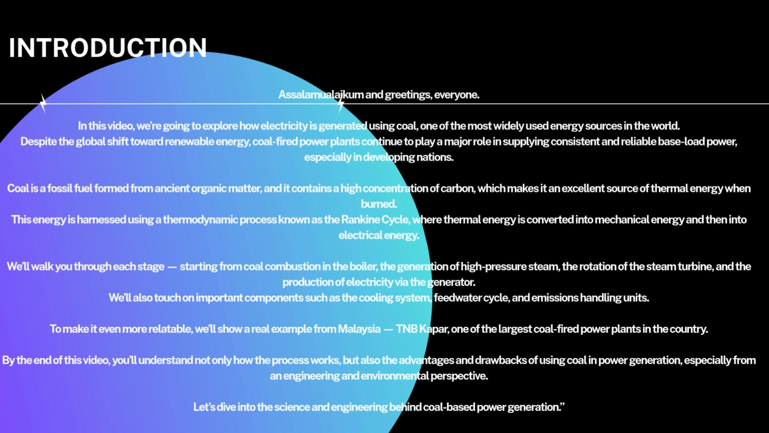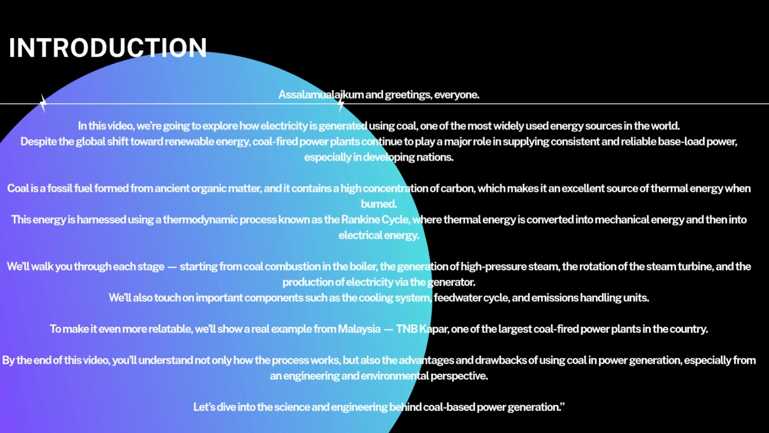Assalamualaikum and greetings everyone. In this video, we are going to explore how electricity is generated using coal, one of the most widely used energy sources in the world. Despite the global shift towards renewable energy, coal-fired power plants continue to play a major role in supplying consistent and reliable base load power, especially in developing nations. Coal is a fossil fuel formed from ancient organic matter, and it contains a high concentration of carbon, which makes it an excellent source of thermal energy when burned.